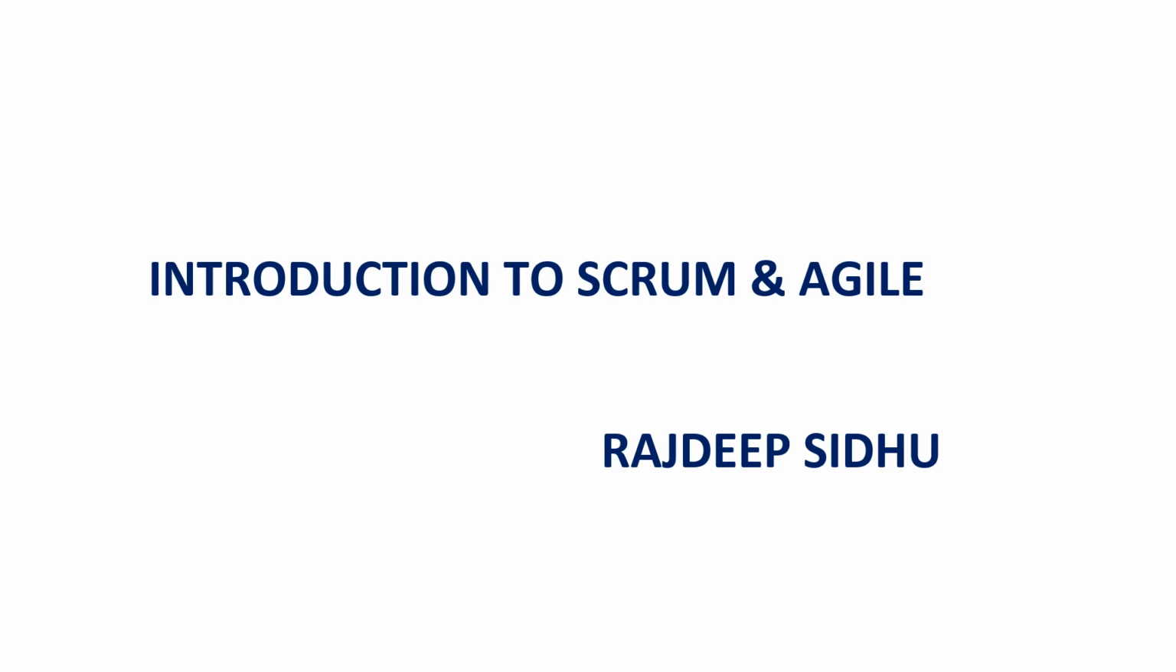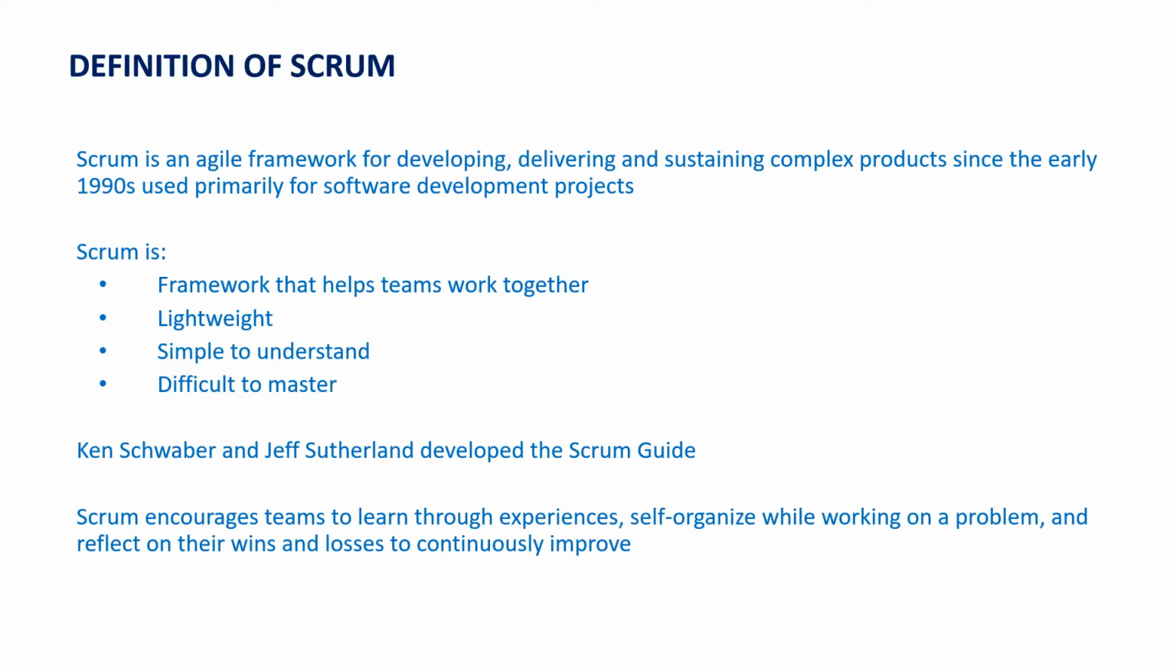Welcome to the session on Introduction to Scrum and Agile. Scrum is an agile framework for developing, delivering, and sustaining complex products since the early 1990s, used primarily for software development projects. It is a framework that helps the team work together. It is not a methodology, it's a framework. It's lightweight, simple to understand, difficult to master.